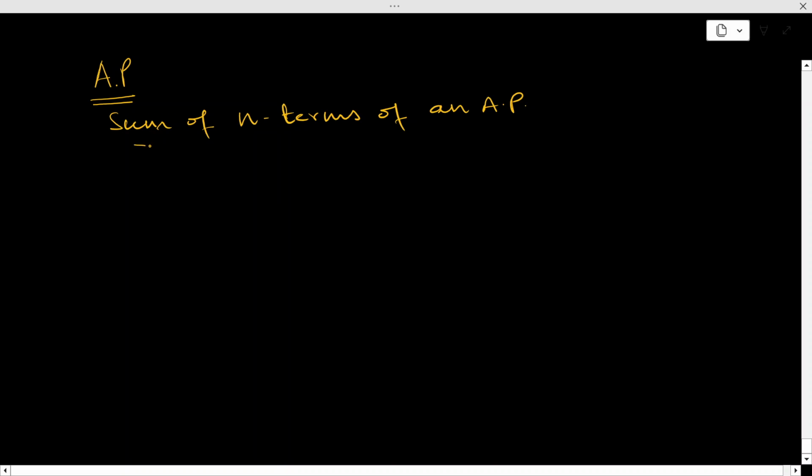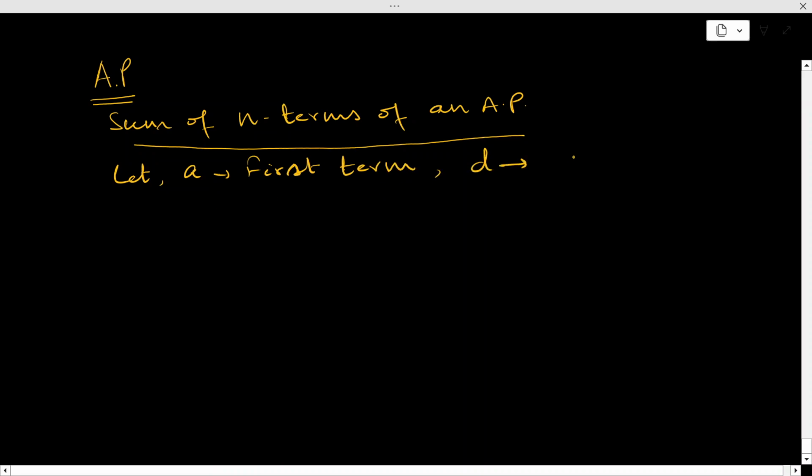Okay, so suppose we have the first term, let it be a, and this a is the first term of the AP, and d is the common difference of the AP. And suppose we need to find the sum of n terms.